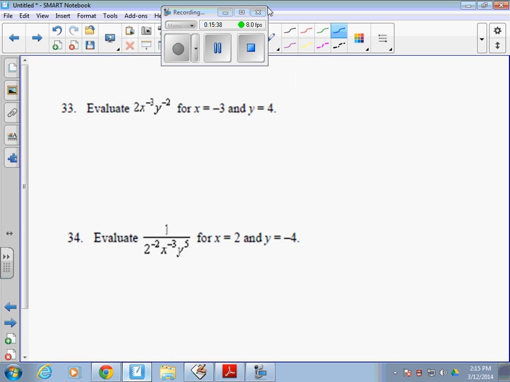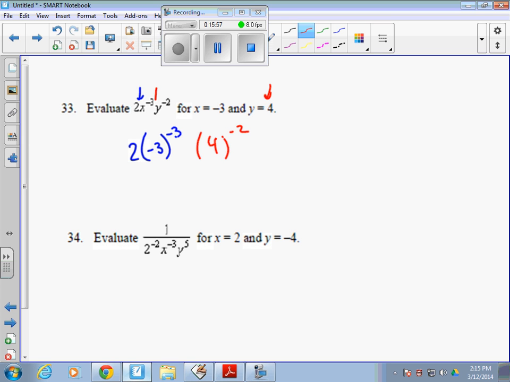Number 33 says to evaluate this expression with these values. So in place of x, we're going to plug in negative 3. So 2 times negative 3, raised to the negative third power. And in place of y, we're going to plug in 4. So times 4 to the negative 2.